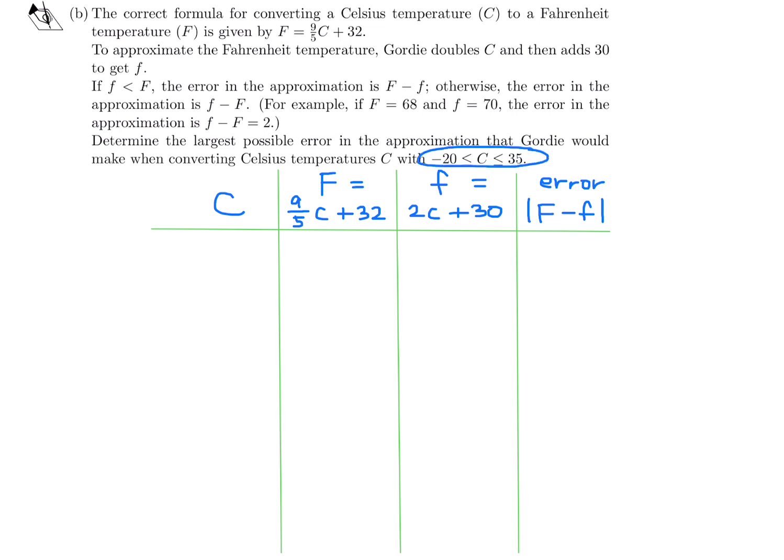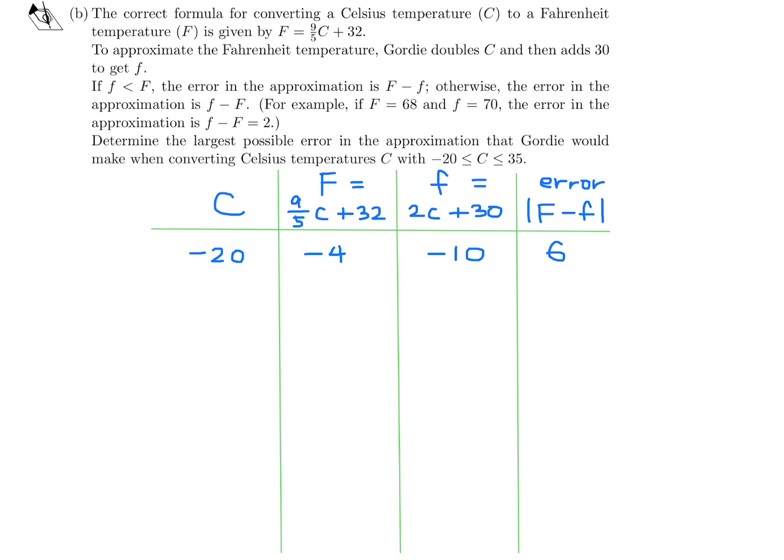Our range is between -20 and +35. So let's start with -20. And when you put it into this formula here, you get -4. When you put it into this formula, you get -10. So the error is obviously 6. Okay? So that's how we're going to do this.